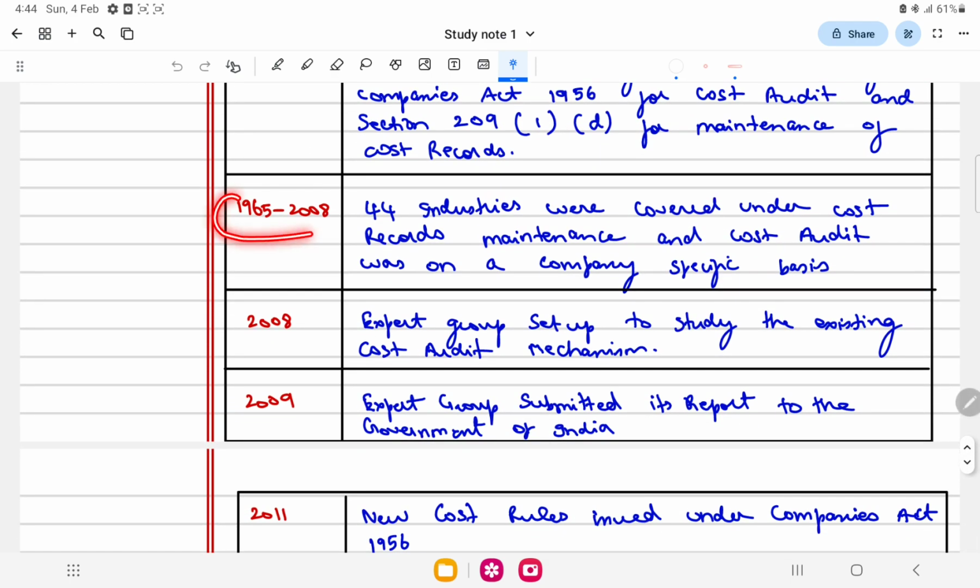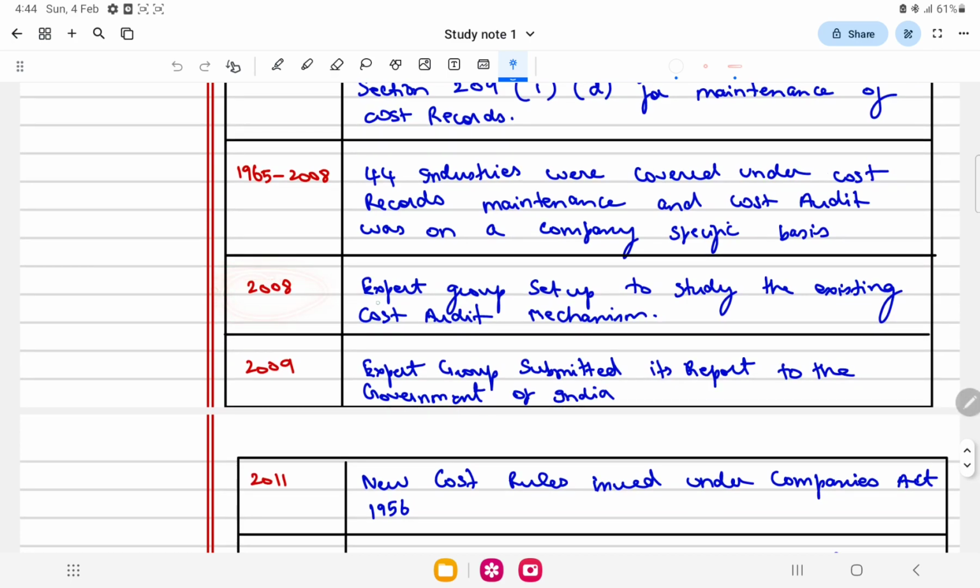Then from 1965 to 2008, some 44 industries were covered under the cost records maintenance, and cost audit was on a company specific basis. So from 1965 to 2008, only 44 industries were covered for cost record maintenance, and cost audit was on company specific basis.